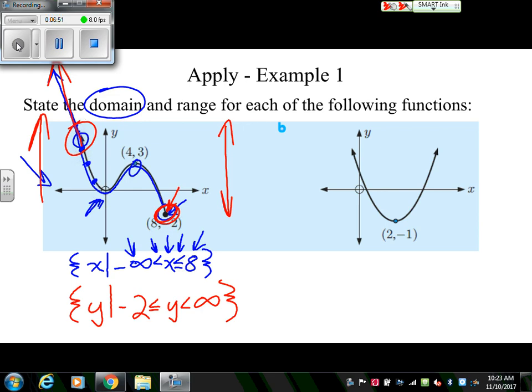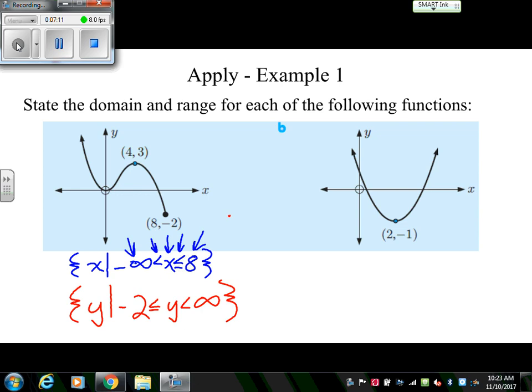And so our x is in between negative infinity and 8. It can equal 8. It can't equal negative infinity. And our y is between negative 2 and infinity. We can equal negative 2, but we can't equal infinity. And that's our domain and our range. Let's repeat this now again for our other graph.